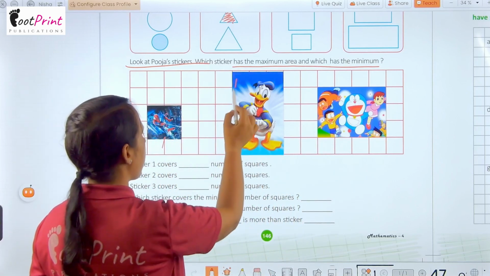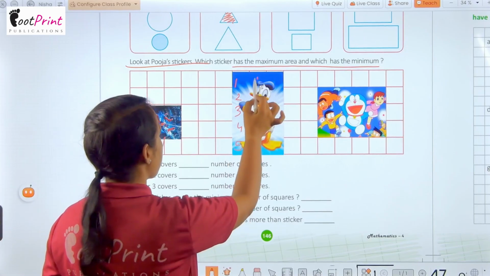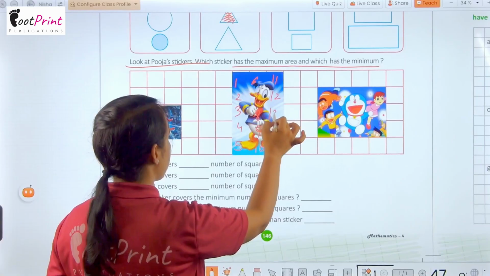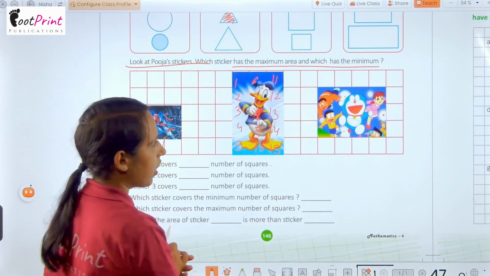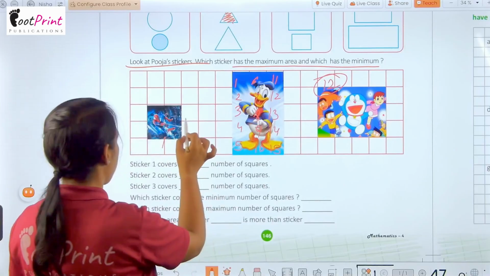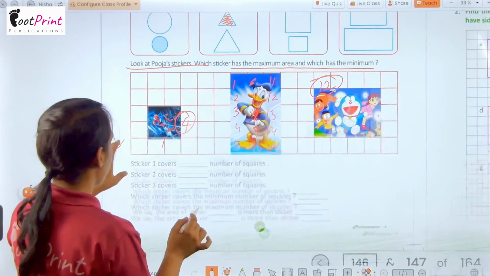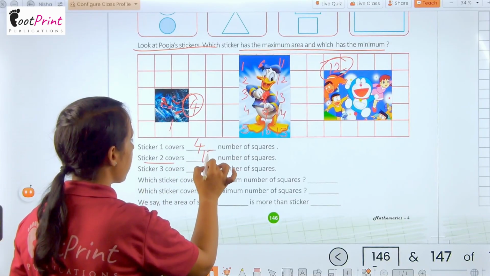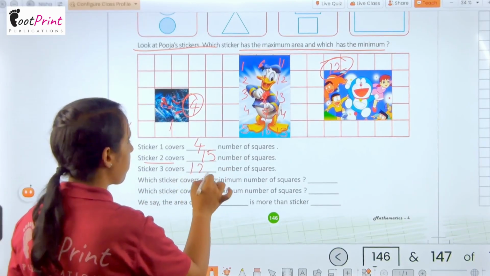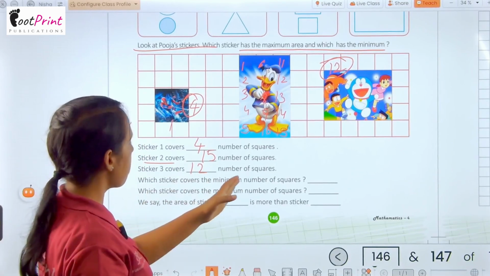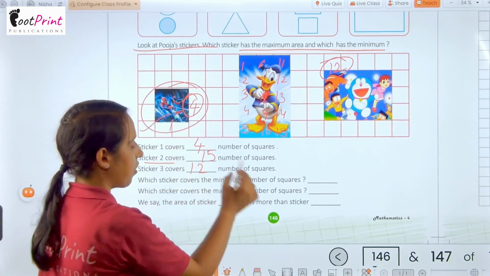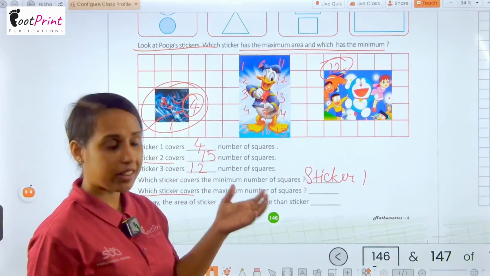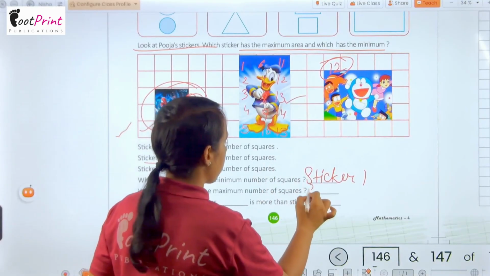One covers area 1, 2, 3, 4, 5, 6, 7, 8, 9, 10, 11, 12, 13, 14, 15. Okay, and it covers 12 and it covers 4 squares. So here we can write sticker 1 covers 4 squares, sticker 2 covers 15 squares and sticker 3 covers 12 squares. So which sticker covers the minimum number of squares? The first one. So here we write sticker 1. Which sticker covers the maximum number of squares? Sticker 2.